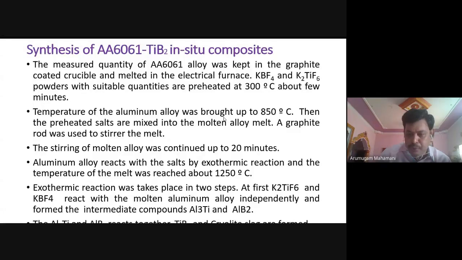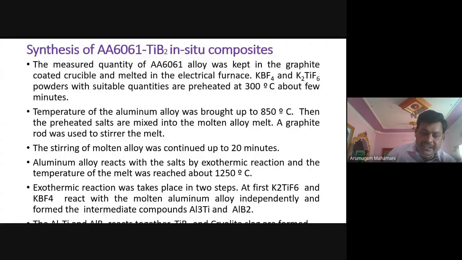They need to maintain 20 minutes. After adding this stirrer, within 10 minutes, some people remove it and try to pour it. If you are not maintaining 20 minutes, then you will not get TiB2. You will get only Al3Ti and AlB2. With the Al3Ti and AlB2, again, you can't get the required property.